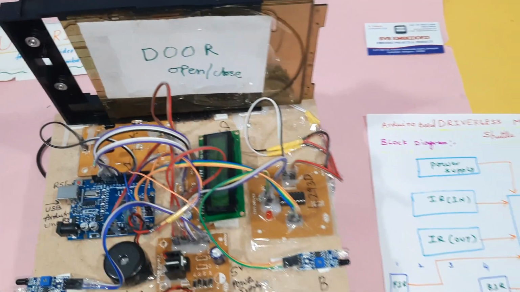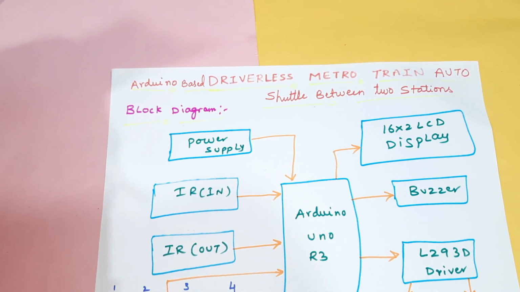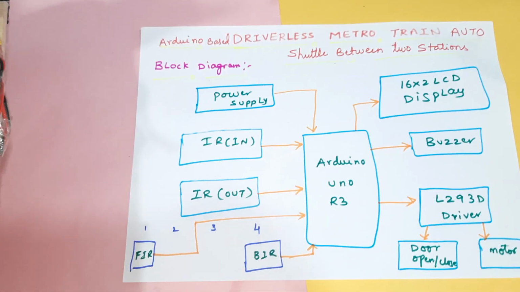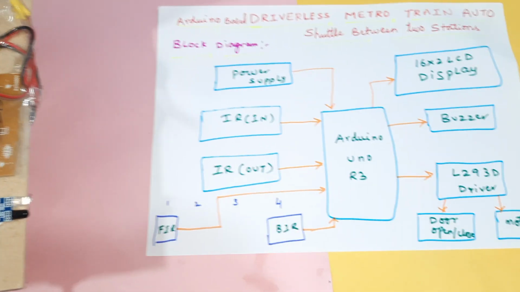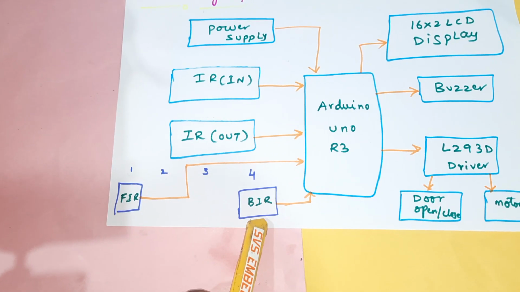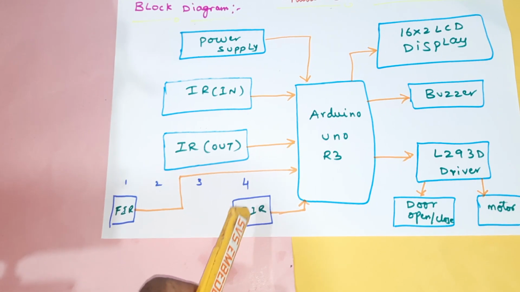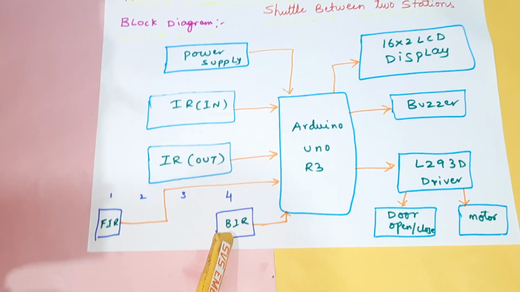The project title name is Arduino based driverless metro train auto shuttle between two stations. So here we are using two sensors, one is front IR sensor and one back IR sensor. There are four stations, 1, 2, 3, 4. The fourth station must ensure it should stop only.